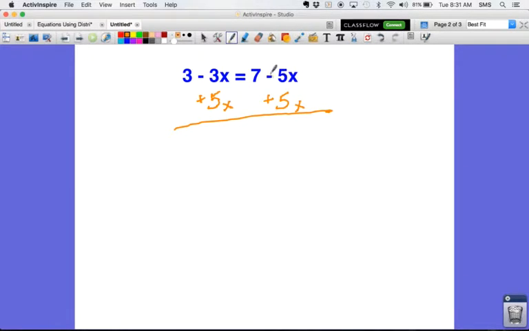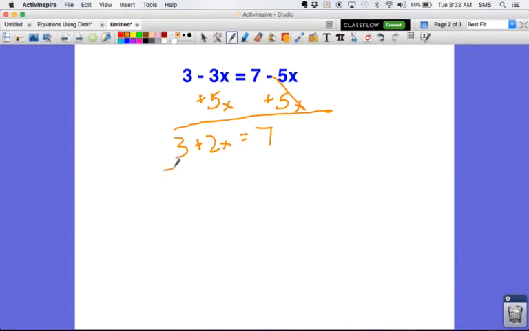So now, negative 5x plus 5x cancels each other out. So 7 is still here. That hasn't gone away. This 3 also has not gone away. It's still there. Negative 3x plus 5x is positive 2x. And now I've got another simple two-step equation.